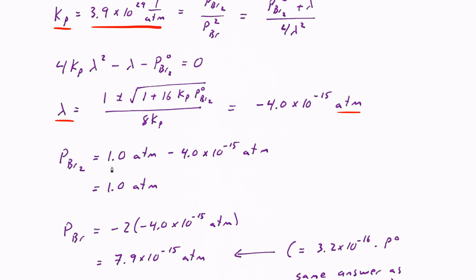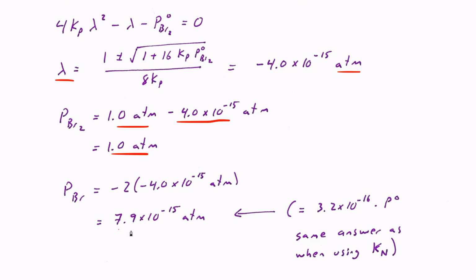The pressure of Br2 was the 1 atmosphere I started with plus squiggle, so plus this negative amount. I've consumed an amount of Br2 equivalent to that many atmospheres. So again, that number is small compared to the initial amount. I've dissociated a negligible amount of the Br2, and I still have a pressure of 1 atmosphere worth of Br2. For bromine atoms, I have -2 times squiggle, or -2 times this negative number, which gives me about 8 times 10 to the minus 15 atmospheres worth of bromine atoms. So again, I've dissociated a little bit of Br2 to form enough Br to make the pressure 7.9 times 10 to the minus 15 atmospheres.